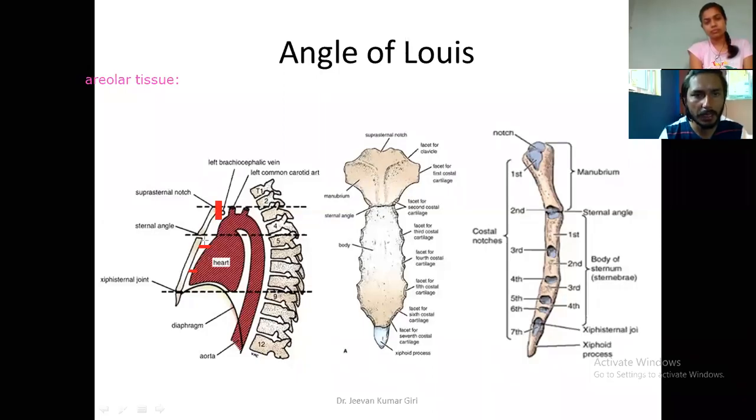So here will be the thymus in the superior mediastinum and some part in the inferior also. I cannot draw it nicely here. Suppose this is the thymus gland. So it is in the superior and also in some part of the anterior mediastinum.